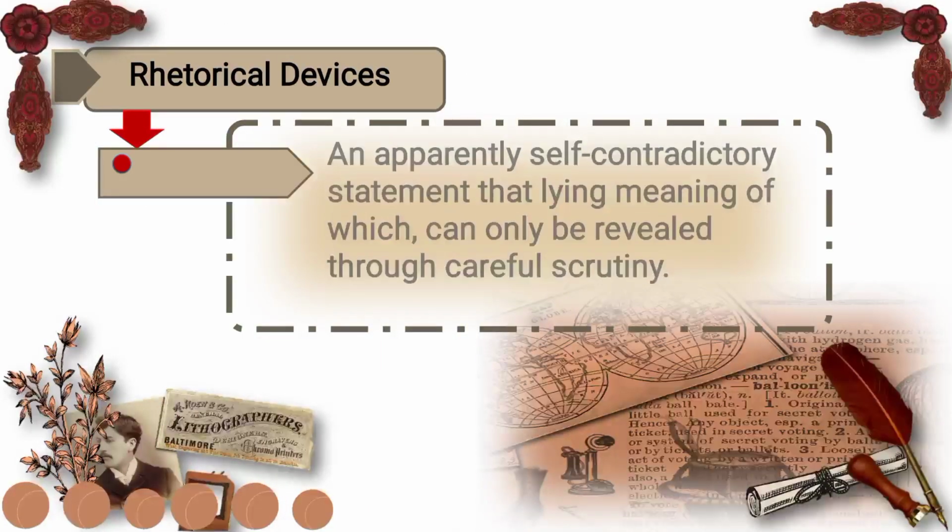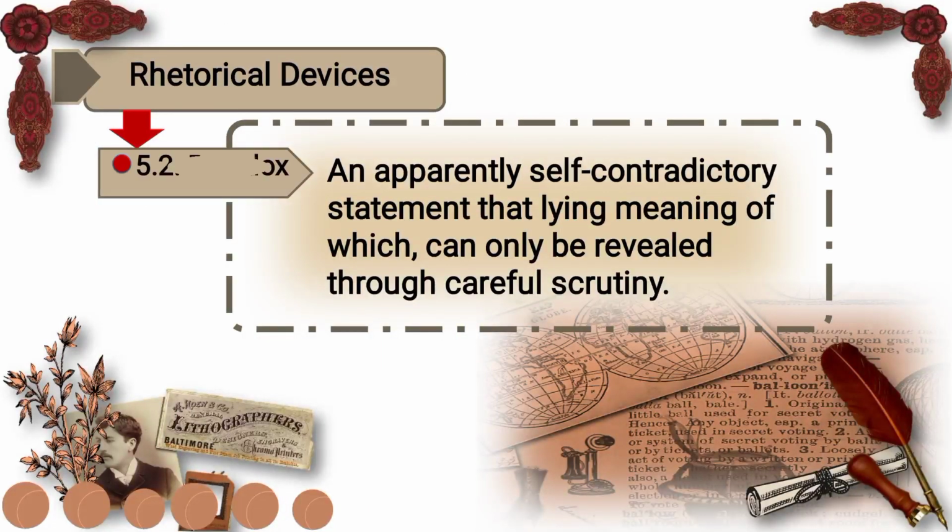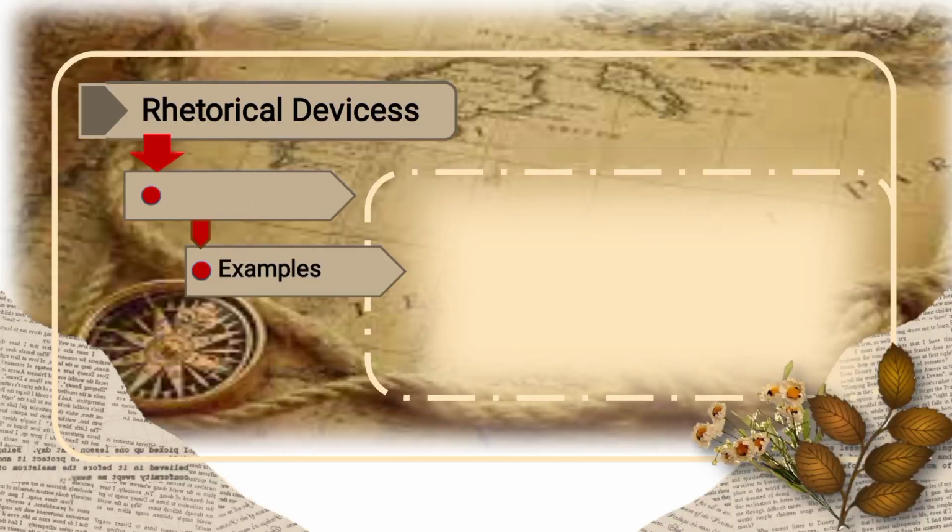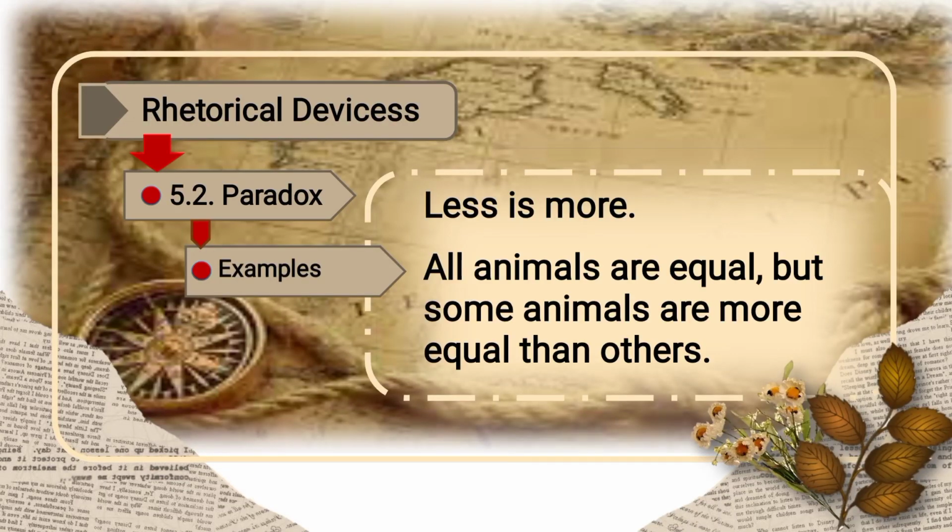Next is the paradox. It is an apparently self-contradictory statement, the underlying meaning of which can only be revealed through careful scrutiny. Its purpose is to arrest attention and provoke fresh thought. Like for example, "less is more." And another example is, "All animals are equal but some animals are more equal than others." So those are examples of paradox.